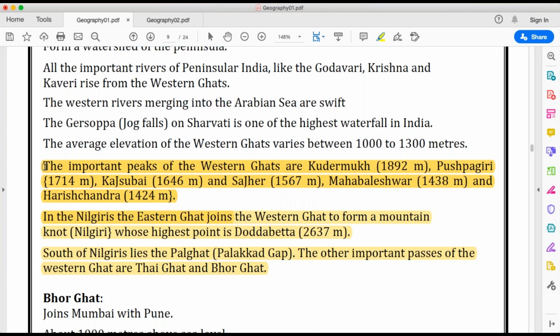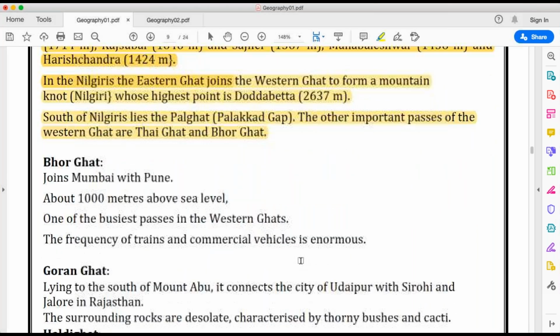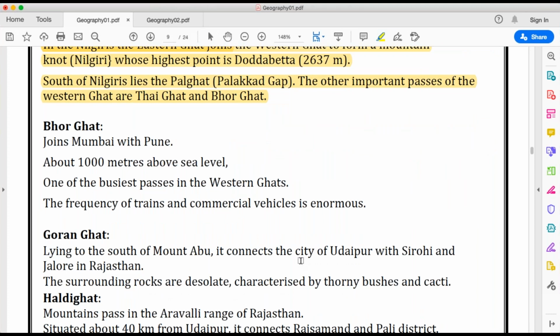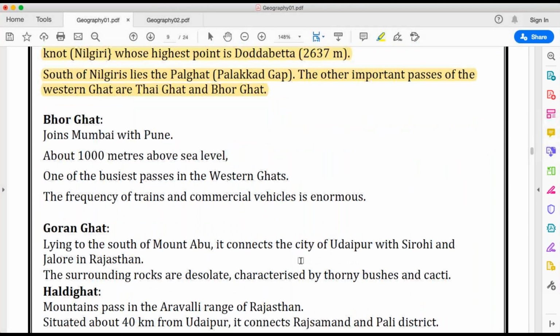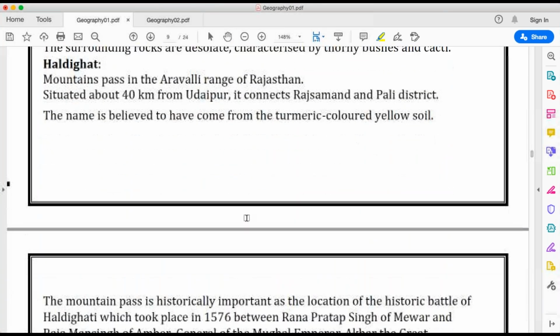That's it. You should remember the name of the important passes. So you should know the Thal Ghat and the Bhor Ghat. These are the important passes which are in the Western Ghats. That's what you should remember. But again, the other passes are what you could skip. Then you should just know what Bhor Ghat, Goran Ghat and Haldi Ghat connect with. You don't need to remember the heights, but you need to remember that it connects Mumbai with Pune. So just these are the few things which you need to do over here.